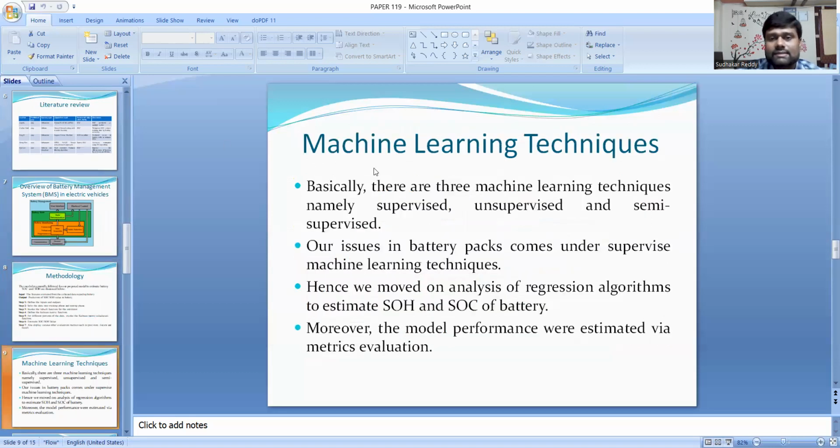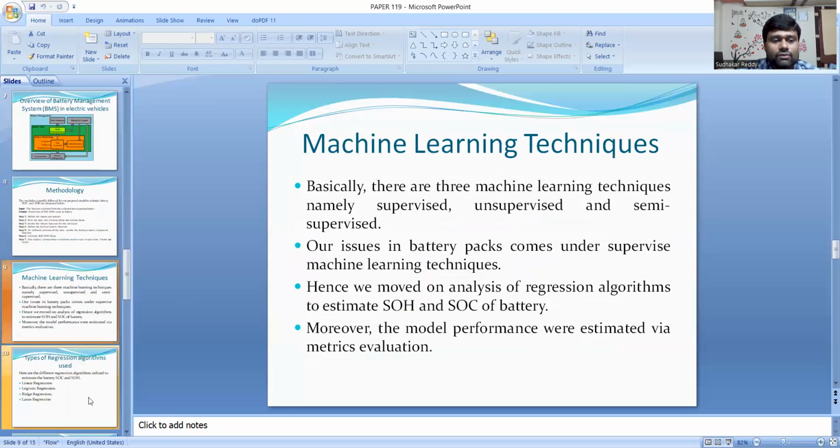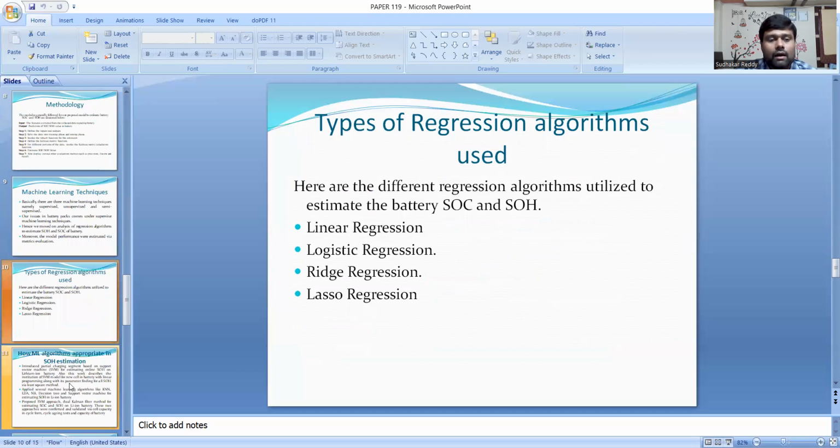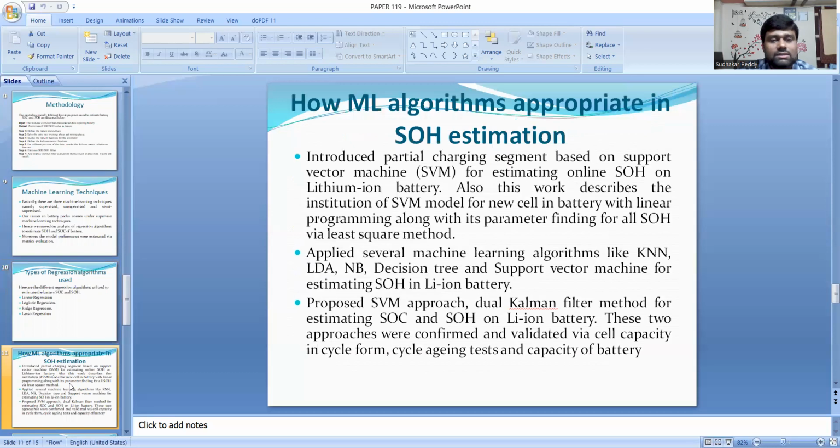Next, machine learning techniques. Basically, there are three types of machine learning techniques: supervised, unsupervised, and semi-supervised. I concentrated on the supervised machine learning techniques, especially the regression techniques. The regression techniques are of four types: linear regression, logistic, ridge, and the lasso regression techniques. In the paper, we discuss how machine learning algorithms are appropriate for state of health estimation.